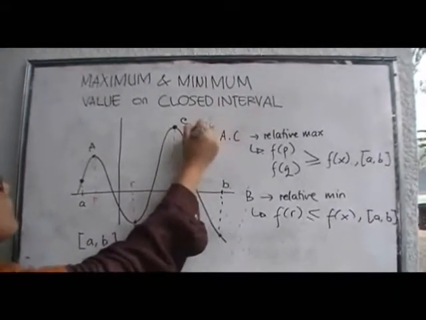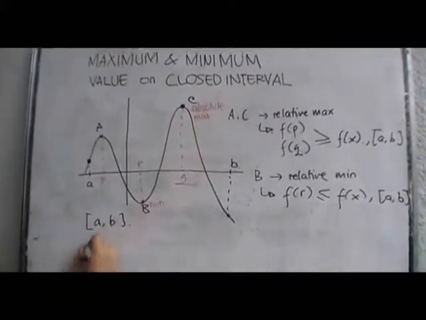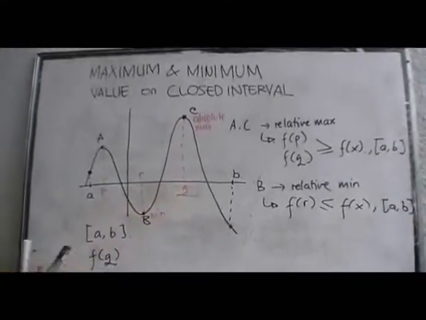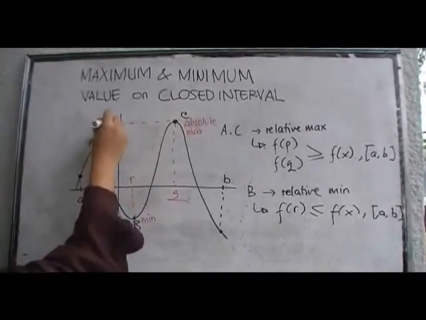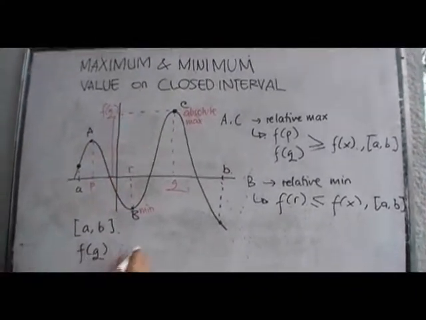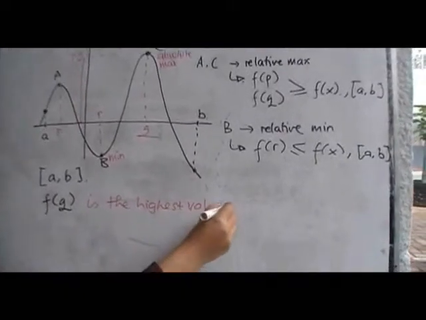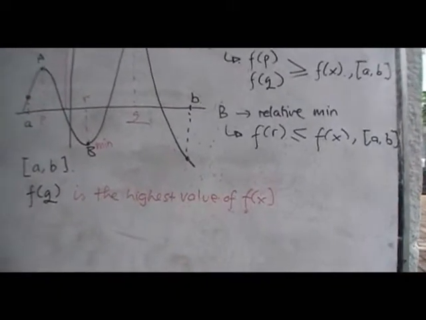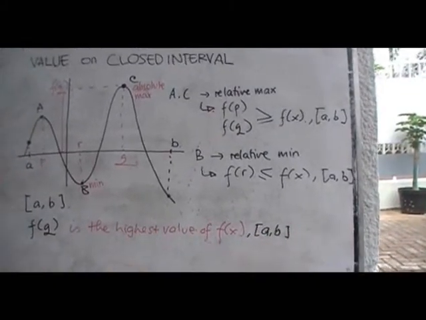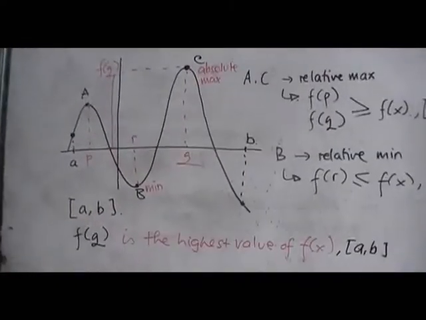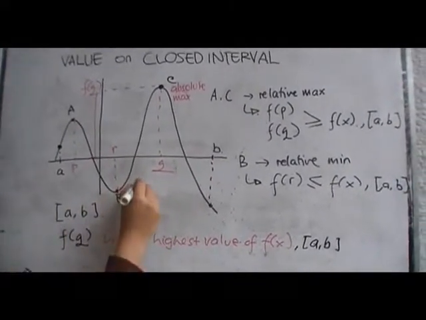C is the absolute maximum point. f(Q) is the highest value of function f(x) during this interval A and B. Now, point B is also the absolute minimum point.